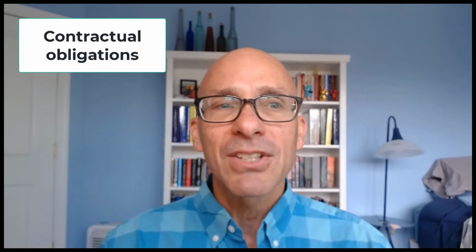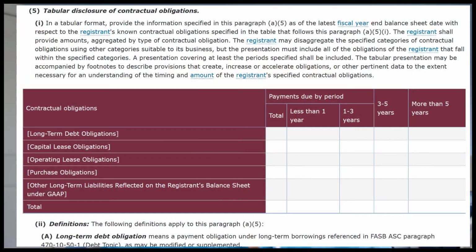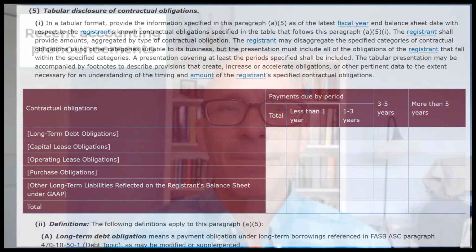Comes up every time. Contractual obligations. So here you'll have a table for sure. This is required, and you'll see it here in item 303A5, what the headers should be. And this table, of course, will have footnotes. The table gives you the format, and this table has a list of the contractual obligations your company has, organized by type and by payment.